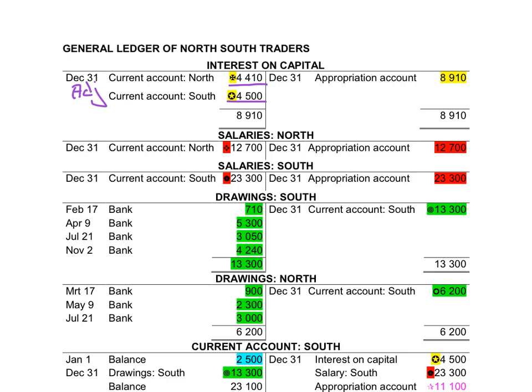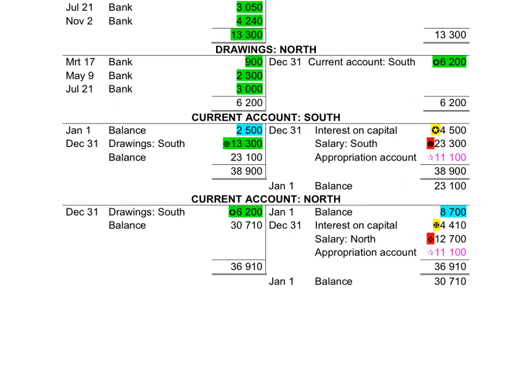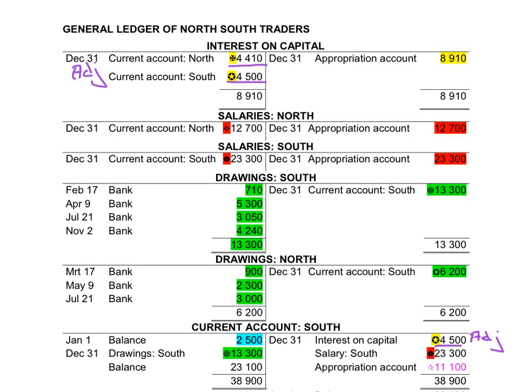And we will credit the current accounts to indicate that this money is outstanding and we owe the money to the partners. So the current account of North will be credited with 4,410, and the current account of South will be credited with 4,500, and this is to complete my adjustment. So before we can do closing transfers, we first have to complete adjustments, debiting the expense, crediting the current account.